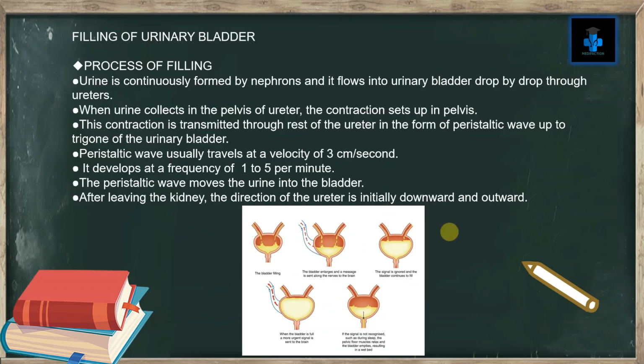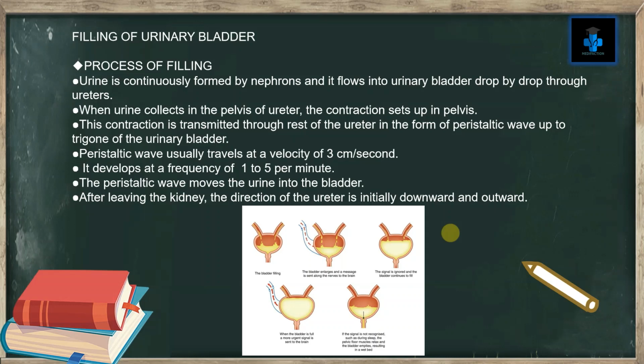Filling of urinary bladder. Process of filling. Urine is continuously formed by nephrons and it flows into urinary bladder drop by drop through ureters. When urine collects in the pelvis of ureter, the contraction sets up in pelvis. This contraction is transmitted through rest of the ureter in the form of peristaltic wave up to trigone of urinary bladder.